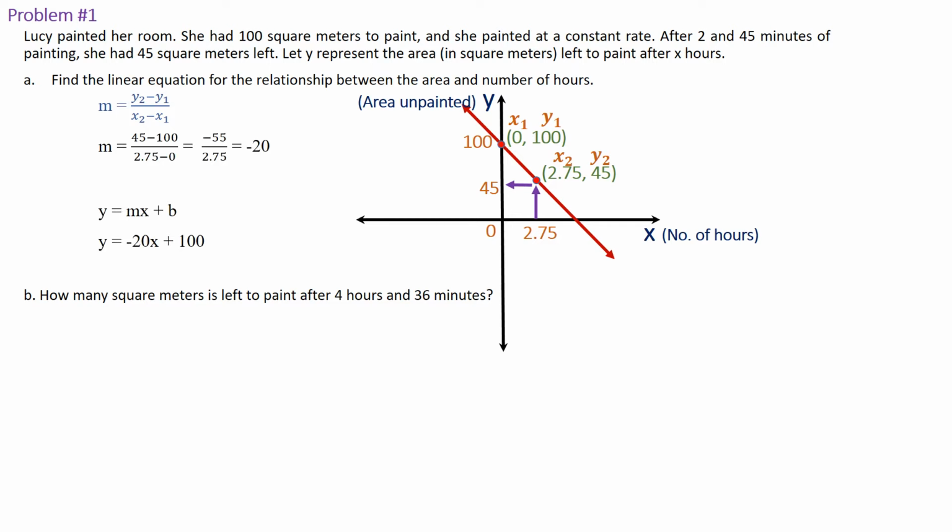Since we already have a mathematical model for our given problem, we can answer the question: how many square meters are left to paint after 4 hours and 36 minutes? Let us use the equation y equals negative 20x plus 100. We substitute x by the given time, 4 hours and 36 minutes. First we convert the 36 minutes into a decimal: 36 divided by 60 is 0.6. So x is 4.6. Multiplying negative 20 and 4.6 gives negative 92. Then the sum of negative 92 and positive 100 is 8, or 8 square meters. This means after 4 hours and 36 minutes of painting, Lucy still has 8 square meters unpainted.